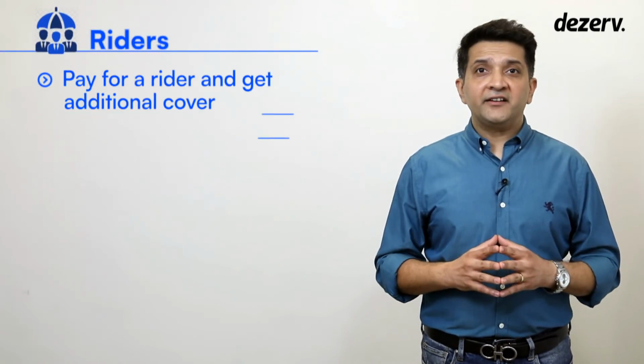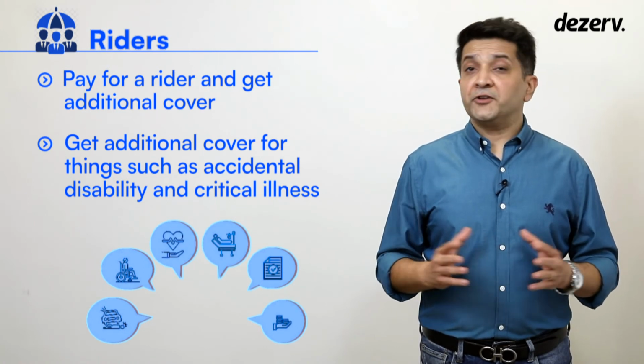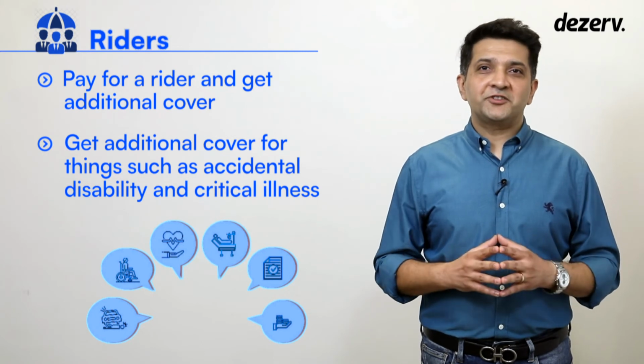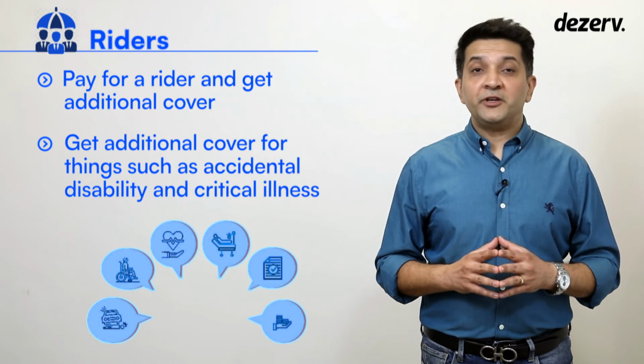Riders. A rider is an add-on which gives you additional benefits. You can pay for a rider and get additional cover for things such as accidental disability and critical illness. For a small increase in premium, you can cover such situations in your health insurance policy and should be considered if you want to be vigilant.